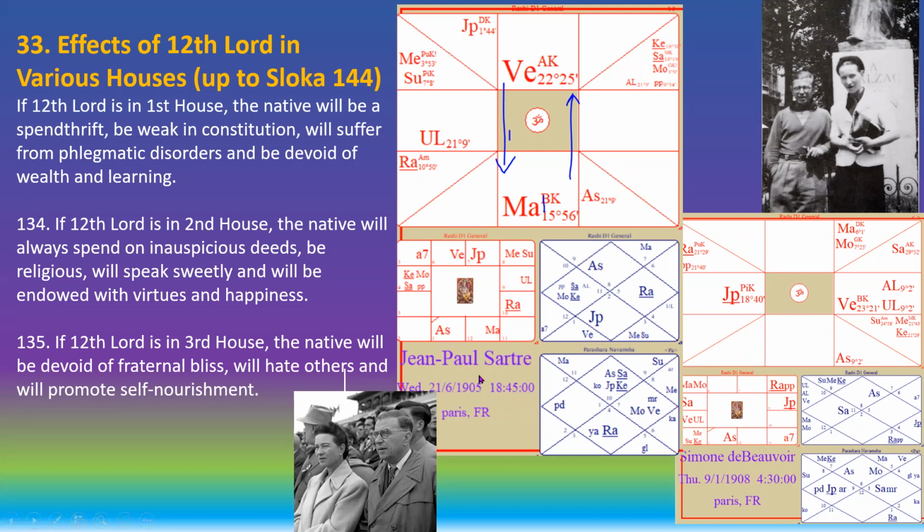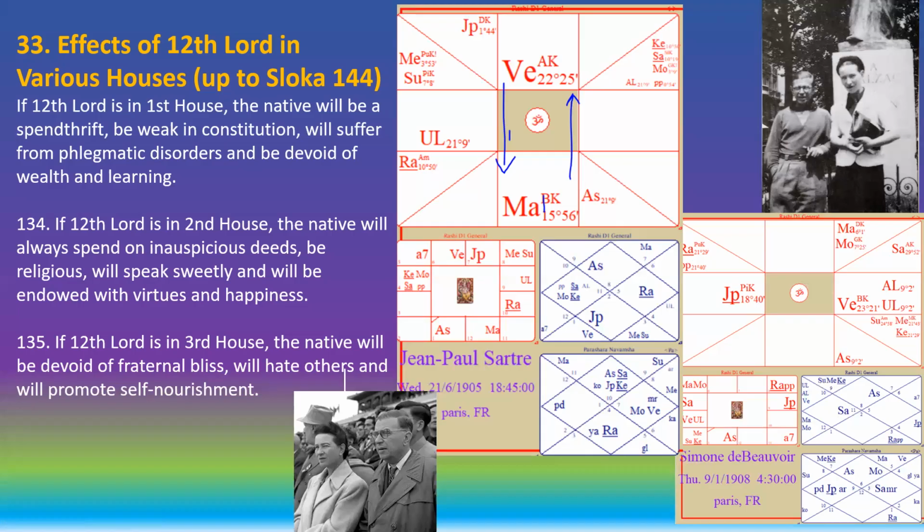While if you see Jean-Paul's, where's his 12th lord? Come on, guys, unmute yourselves and tell me where his 12th lord is. In the 6th. Yes, exactly. So again, he has a very good exchange between the 6th and the 12th, you see. And also Venus and Mars in Parivartana. Yes, absolutely, that's what I wanted to tell you.